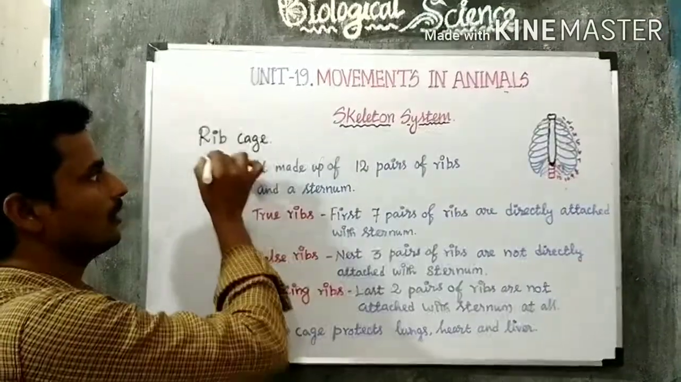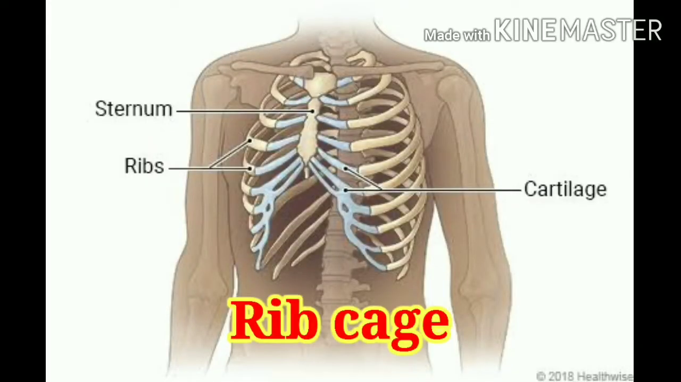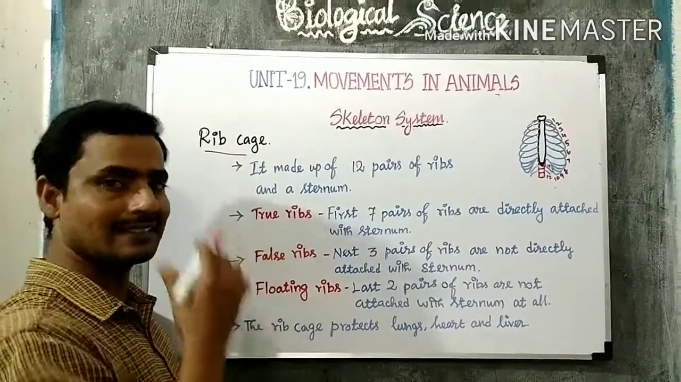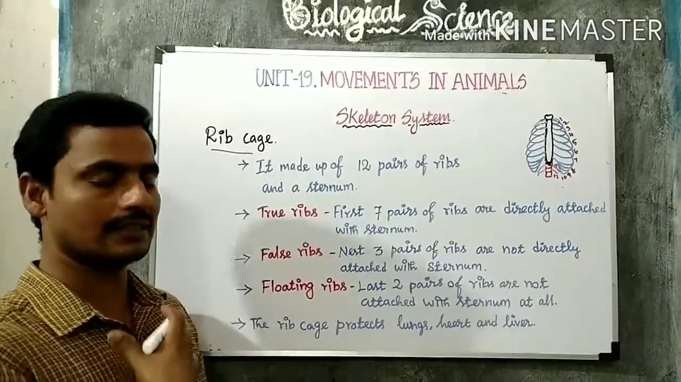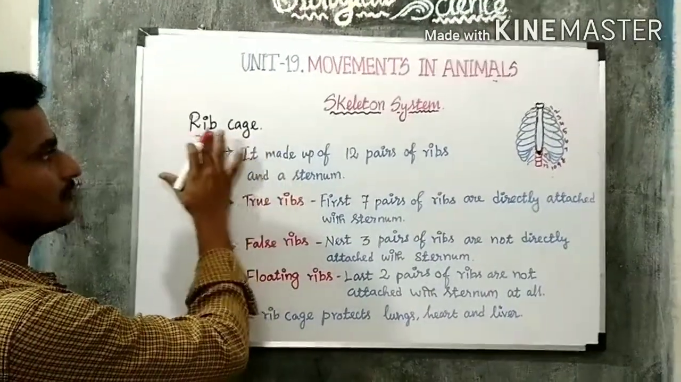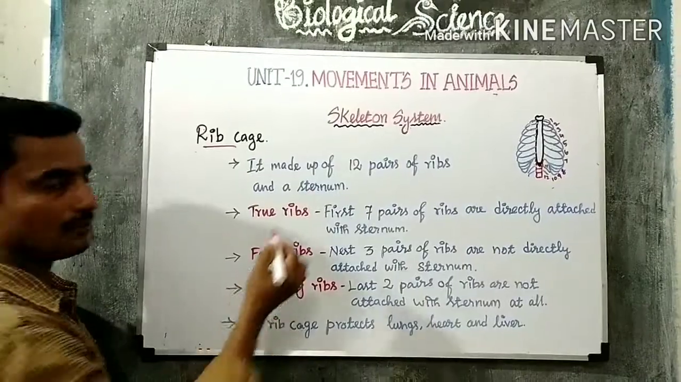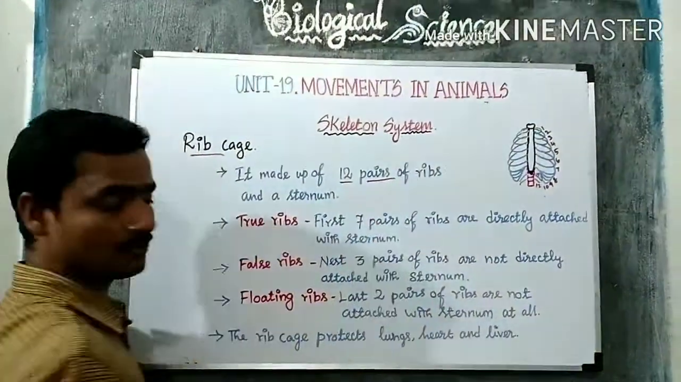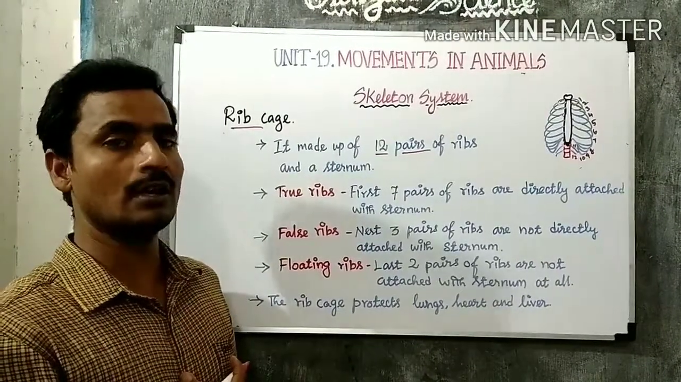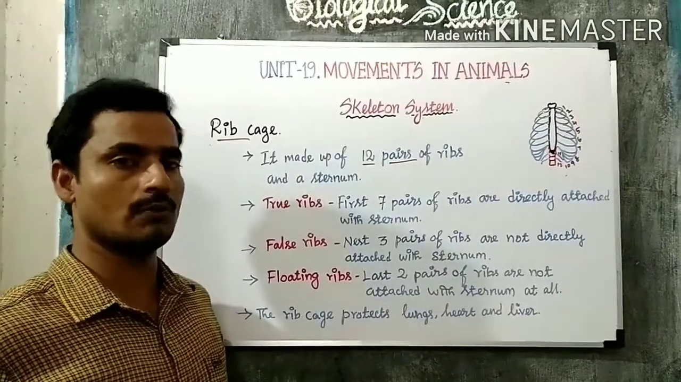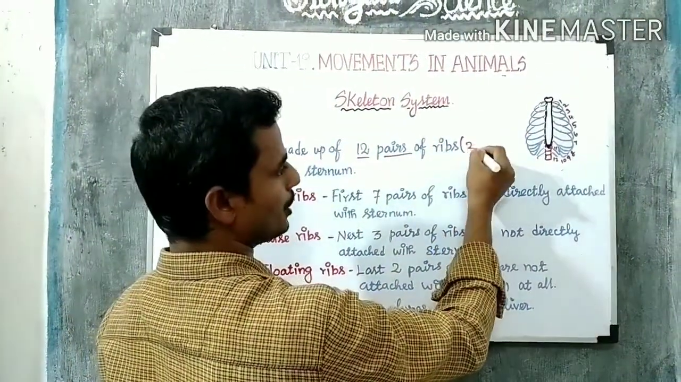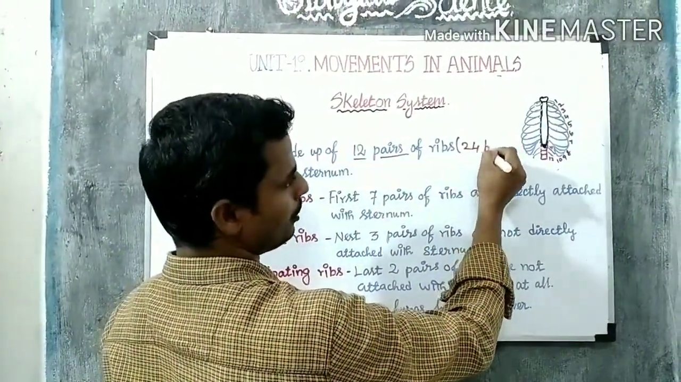Now we are going to learn the rib cage, which is part of the axial skeletal system. The rib cage is made up of 12 pairs of ribs. On this side we have 12 bones, and on this side we have 12 bones. So totally we have 24 bones.